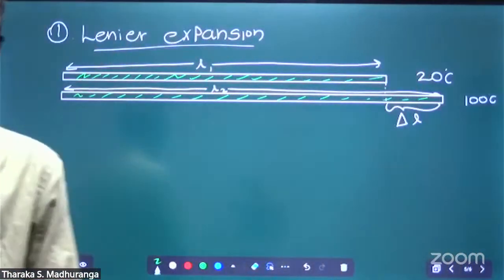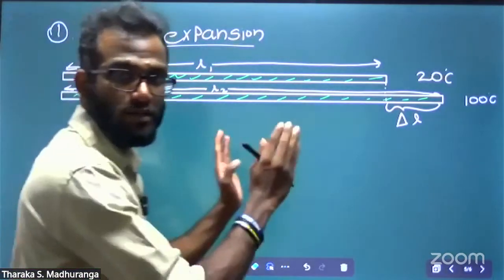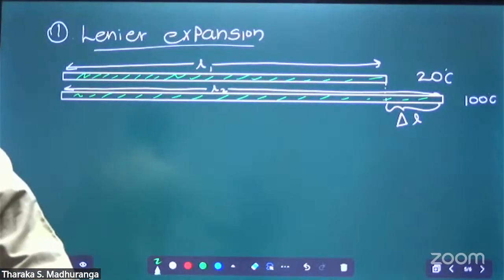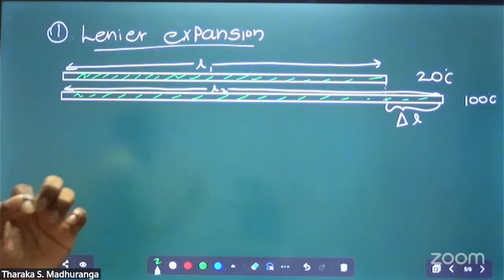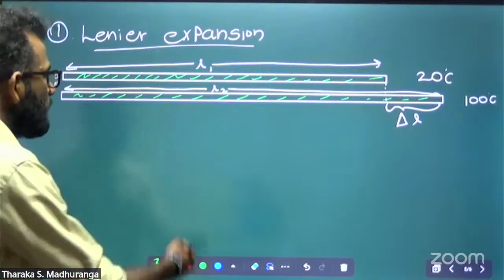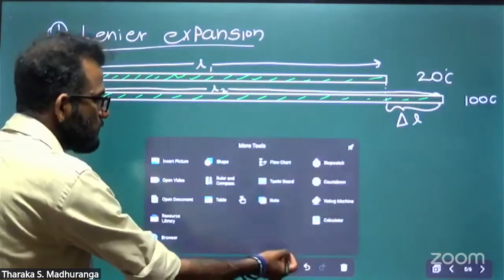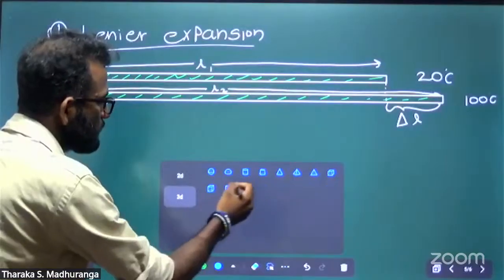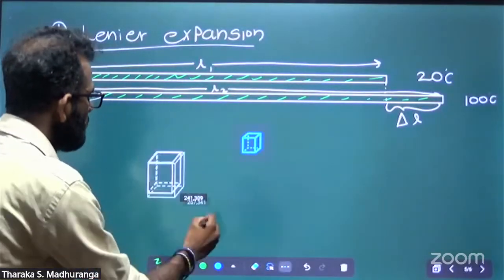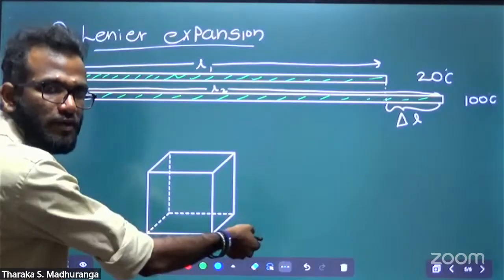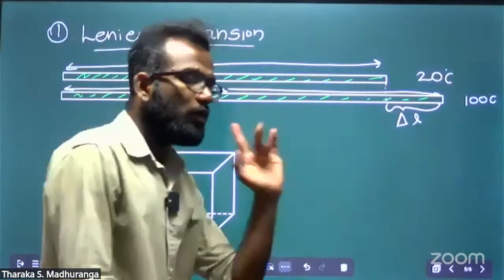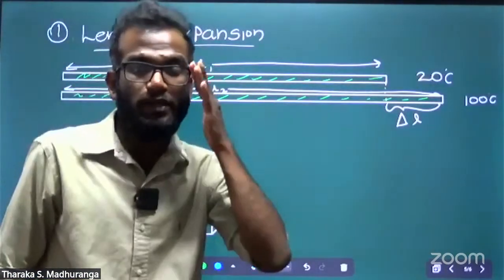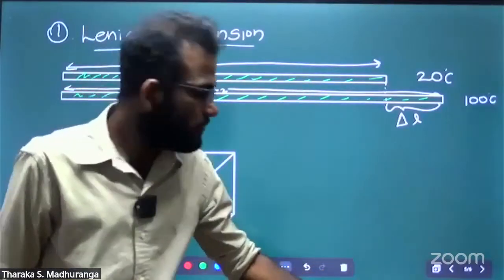Linear expansion. Are you good? Any doubt? It is only one dimension. If it goes to two dimensions, that is area expansion. If we go to three dimensions, length, width, and height, it is volume expansion. If we consider only one dimension, that is linear expansion, only height or length. Understood?